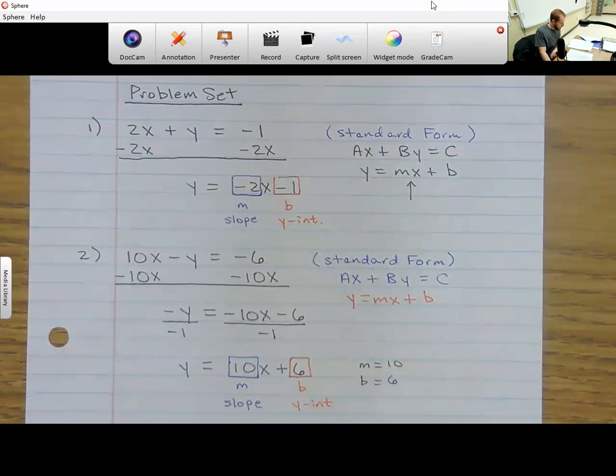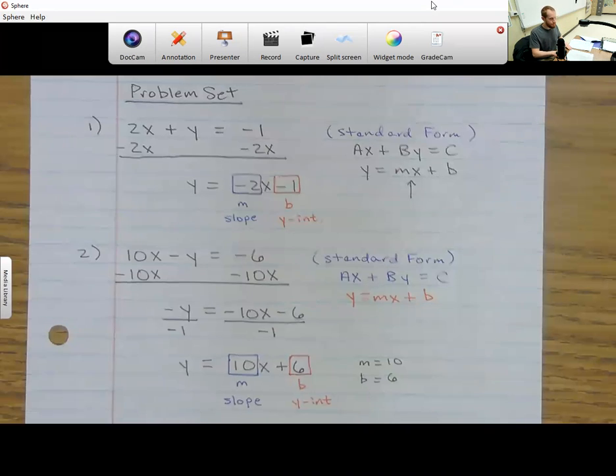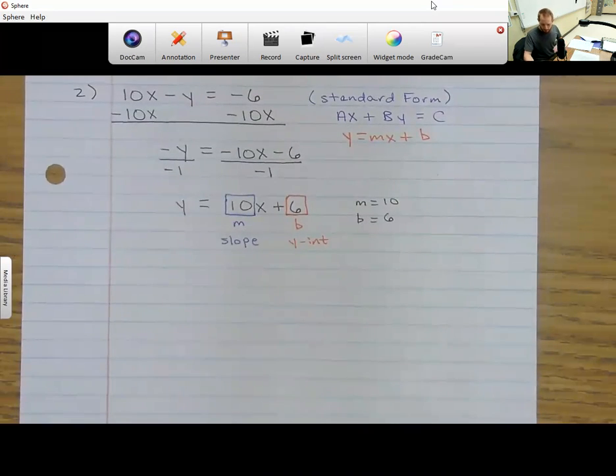All right. Let's do 2 more of these, and then maybe we can look at some graphs. All right. Let's do the third one. Number 3.